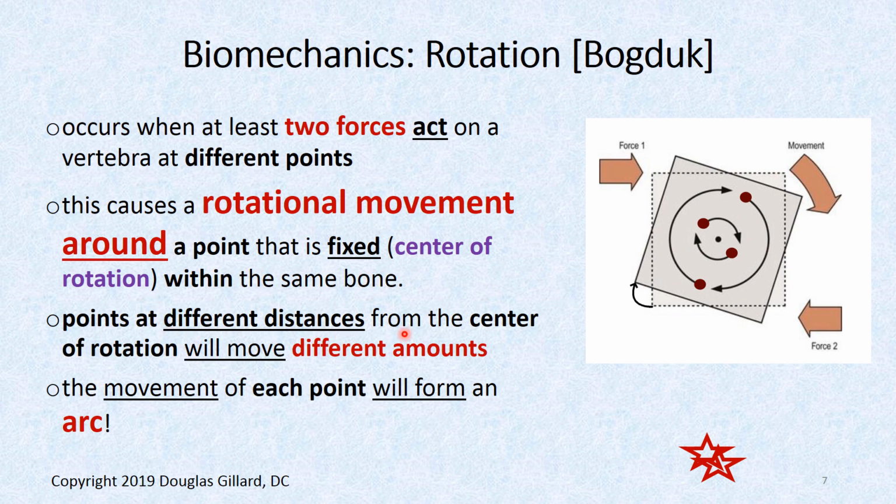Points at different distances, note that this time they don't move in the same plane, and they move different distances. The further away you are from the center of rotation, the further you will move. And this movement is called an arc. So points at different distances from the center will move at different amounts. Each movement is called an arc. Rotational movement occurs around a fixed point in the very center, the axis of rotation, and there's no movement of that point. So that's how you find the center of rotation. That point will have no movement.